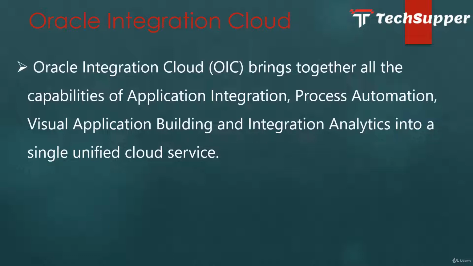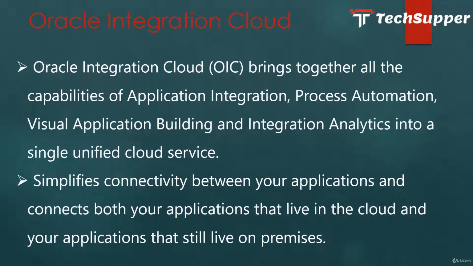Here there are three capabilities of OIC. One is application integration, second is process automation, and the third is visual application. So Oracle Integration Cloud simplifies connectivity between applications and connects both our applications that live in the cloud and applications that are still on premises. So using Integration Cloud of OIC, you can connect n number of applications. The applications which are Oracle based, non-Oracle based, third party applications, SaaS applications, and applications which are still on premise. So using Integration Cloud, you can connect any type of application in the OIC.